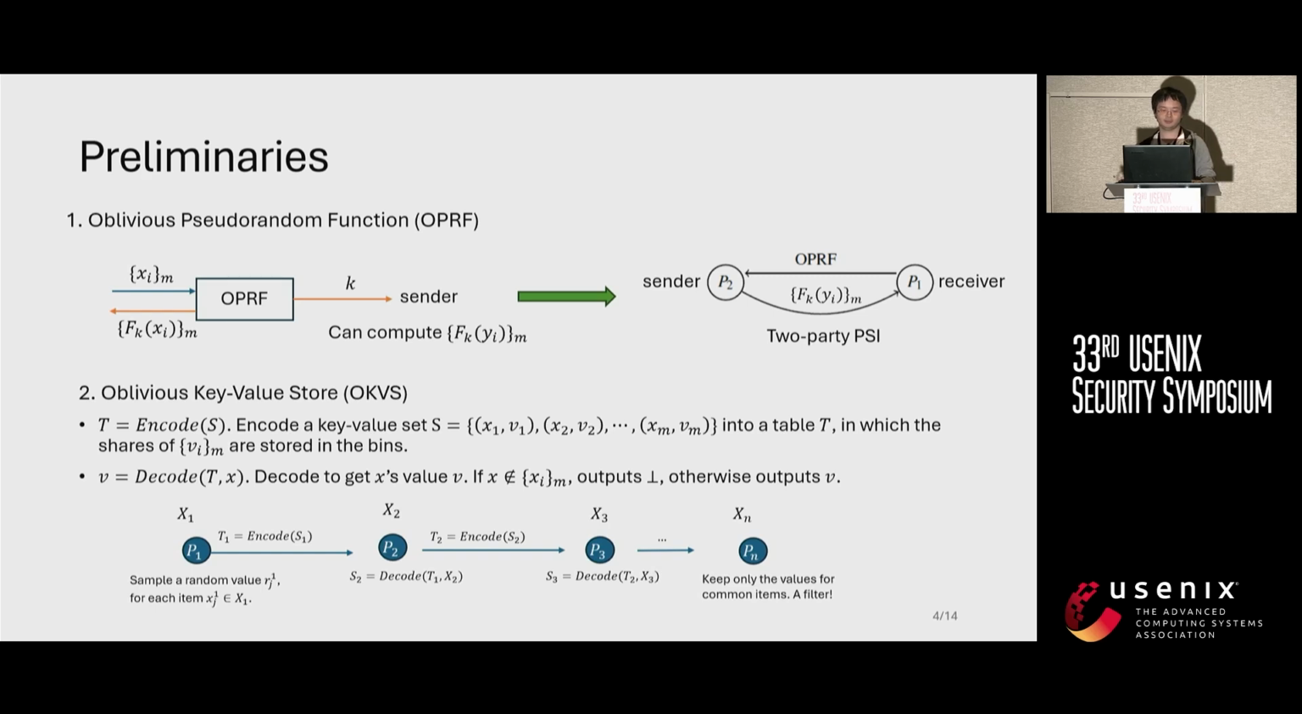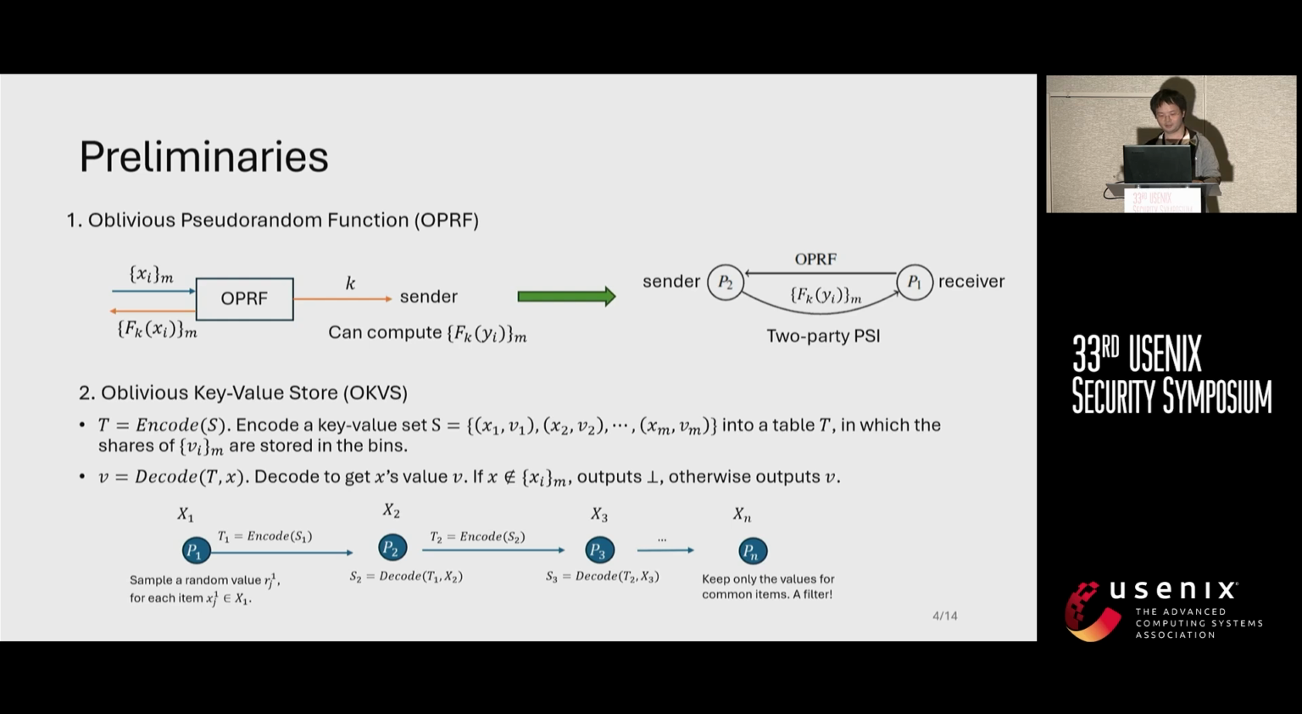So by utilizing the OKVS, we can have our first design. Here, there are n parties. The first party can generate a pseudo-random value for each item. Then we have key-value pairs. We input these key-value pairs to get the first OKVS table, and we transmit it to the second party who has the input x2. Then after decoding x2, P2 will also have a key-value pair set. After this transmission to the final party, Pn will also get the key-value pairs.